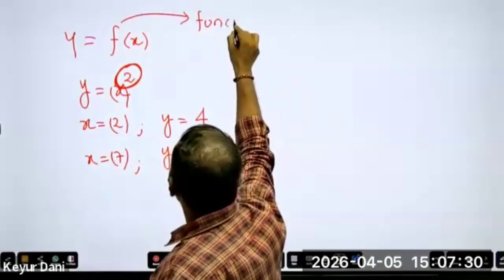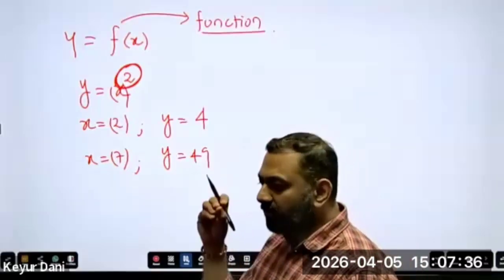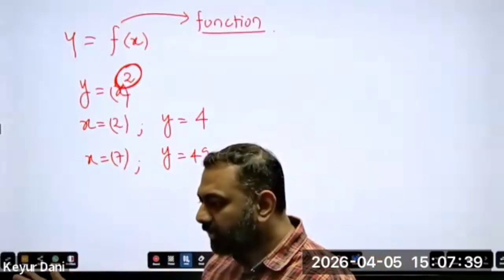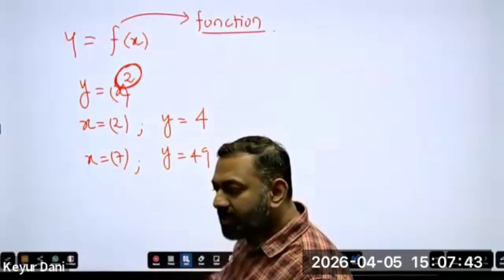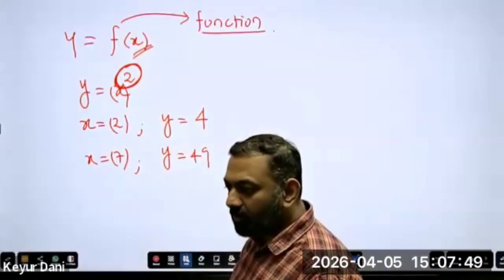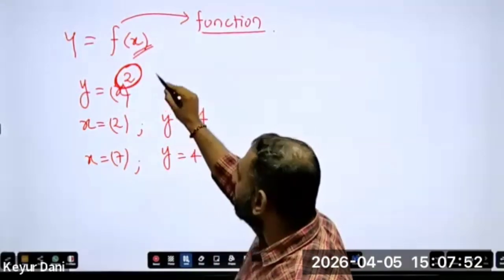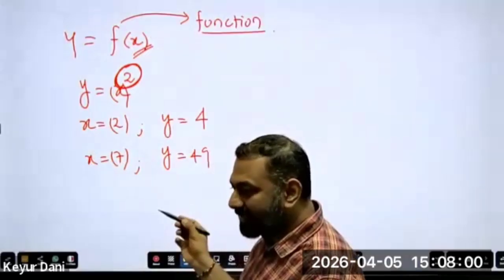What is it called? Function. Once we put a certain value and we get some other answer, that thing which changes the value is called a function. Functions. So a function is always applicable on a variable. This is a variable. So y equal to f of x. Are you getting my point? So the function here, square, was applicable on x.